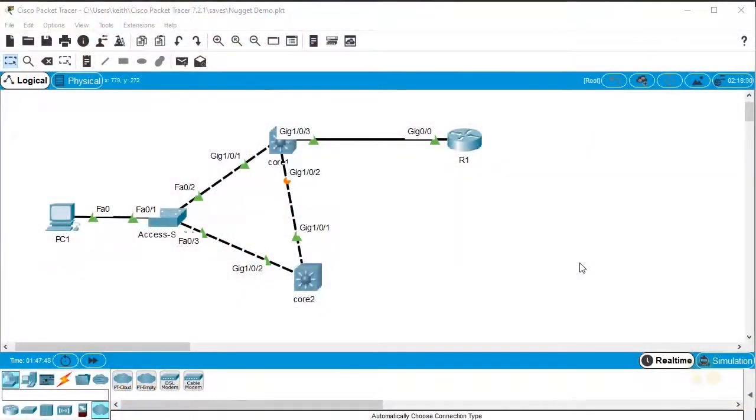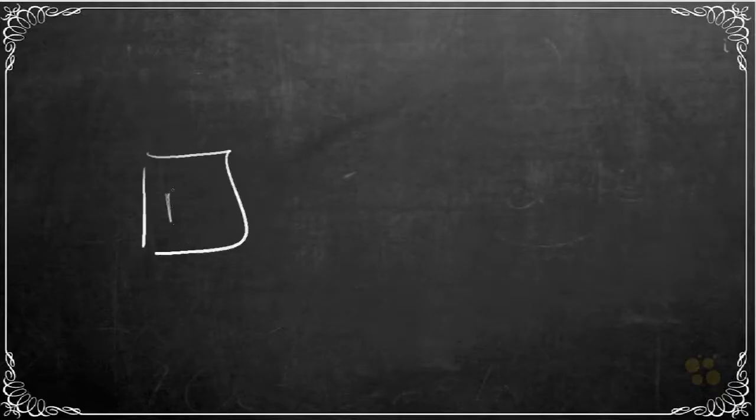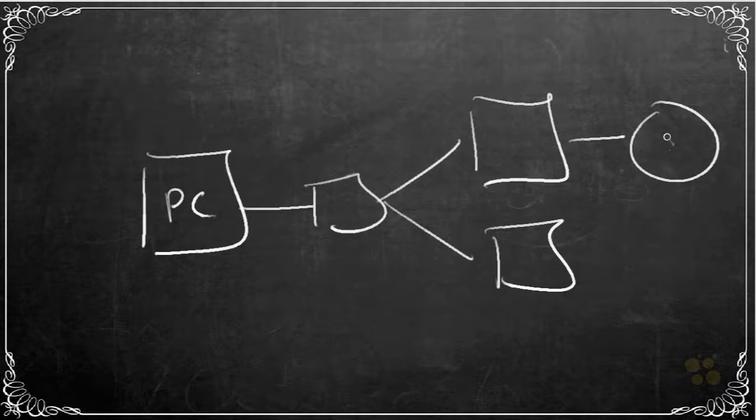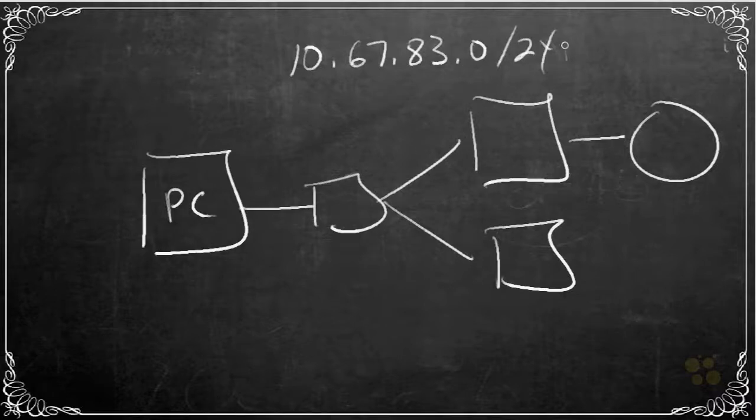So here is our topology, and we don't have any IP addresses configured yet. So to get some basic traffic, if it's IP traffic, we need to create some IP configuration. So as part of our plan, in fact, let's go to our whiteboard. Let's take this PC, which is connected to the switch, which is connected to the other two switches, which is connected to the router, and let's use the 10.67.83 network with a 24-bit mask, and let's configure the PC to be .100 and the router to be .1 on this interface right there.